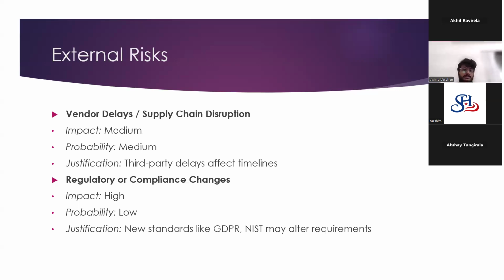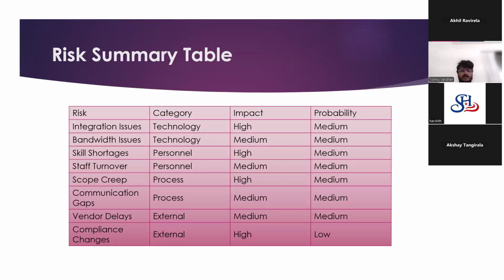Coming to the next, risk summary table. Summarizing the risks helps in prioritizing. Each category, whether technology, personnel, process or external, is evaluated by its impact and probability, which guides how we address each risk. This structured view allows stakeholders to focus resources effectively and develop contingency plans where needed.